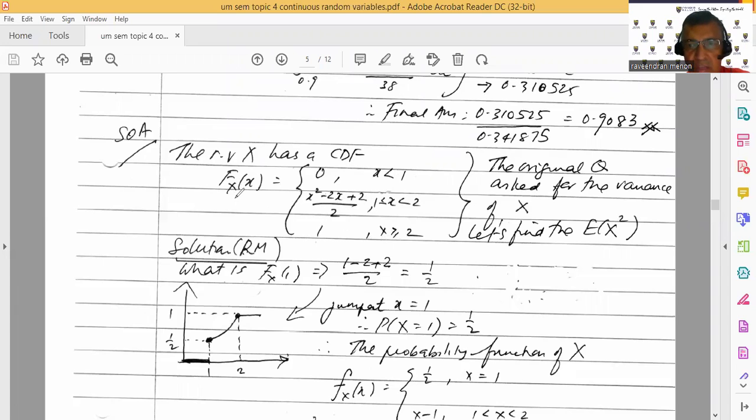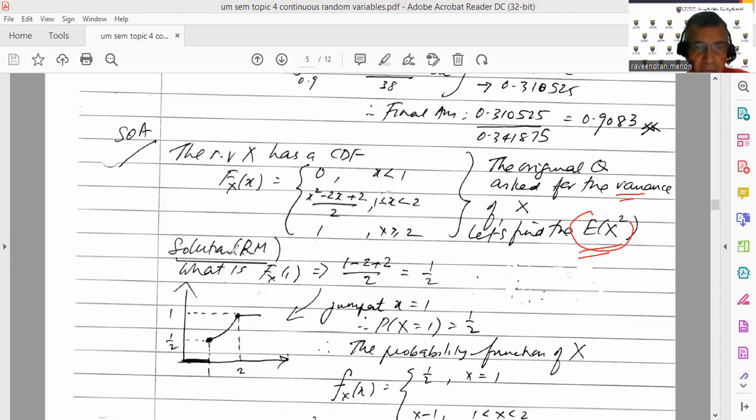You're given the CDF. I changed the question slightly. The original question asked for the variance. Let's just go ahead and find the expected value of x squared, and finding the variance is easy. You have the expected value of x squared, you can easily find the expected value of x, and then use the variance formula and we're done. So let's just do this and move on from here.